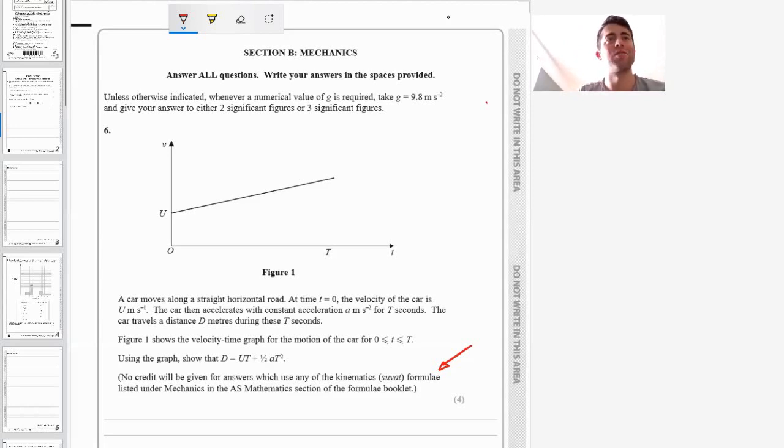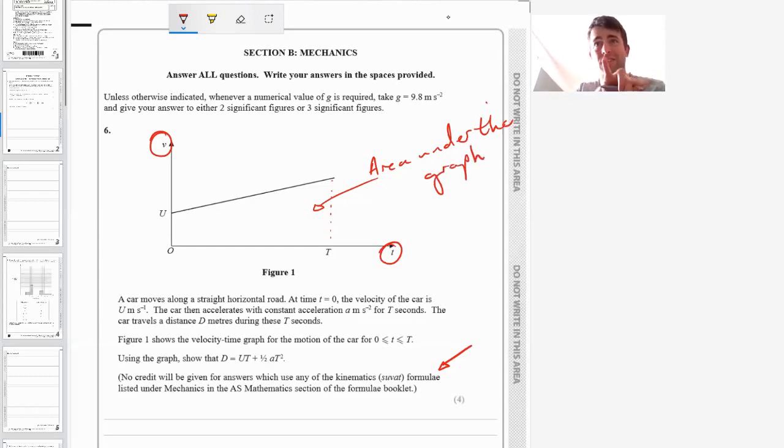And the biggest thing that you need to remember on this question is that if we're given a velocity time graph, then the area underneath it, the area under the graph, which you could interpret as the integral between 2 points, because the integral gives the area under the graph. The area under the graph gives us the distance travelled.